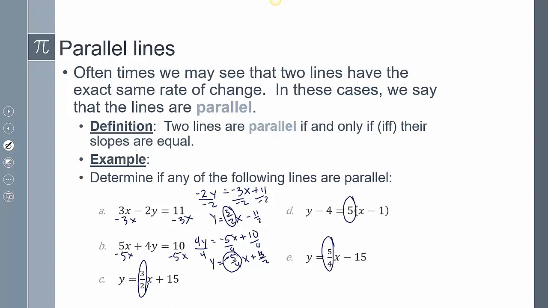So the only ones that are parallel lines are going to be A and C. Those are the only two, and the reason is because the slopes are the same. Now, this positive 5/4 and this negative 5/4 aren't the same, and so because they're not the same, those lines are not parallel.